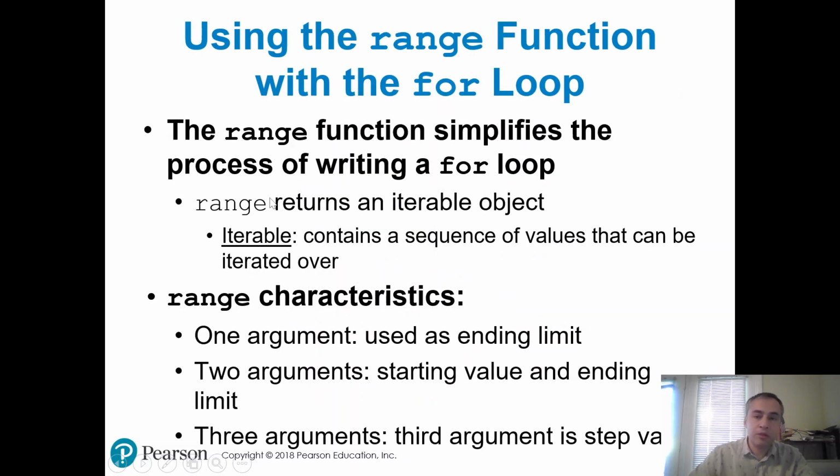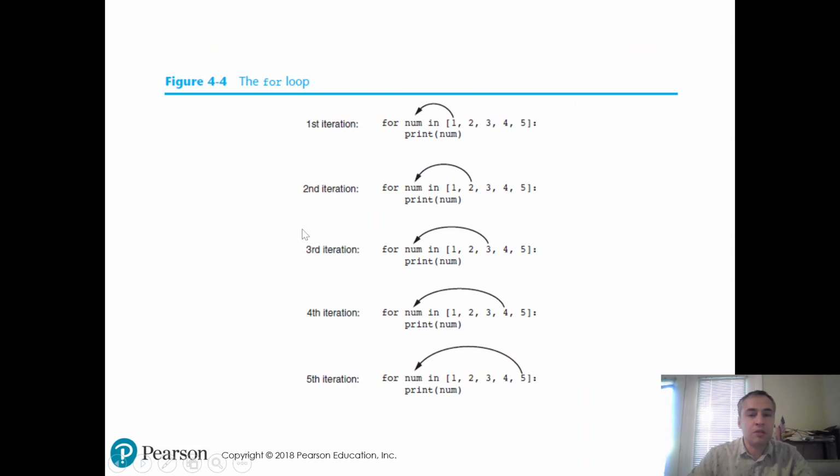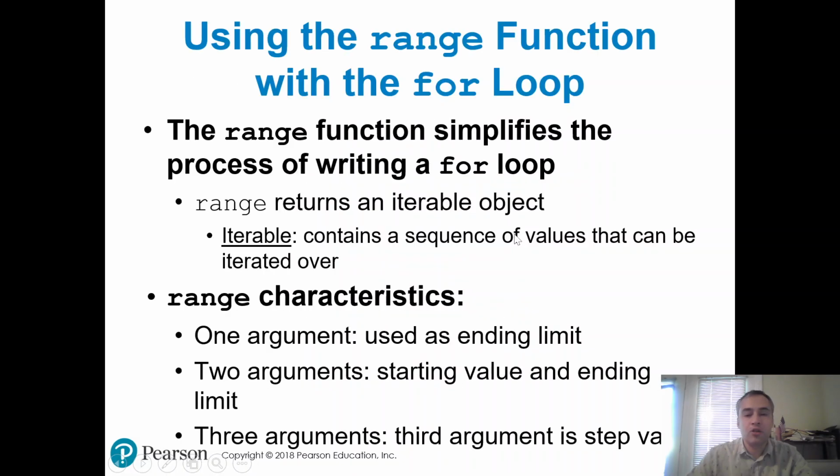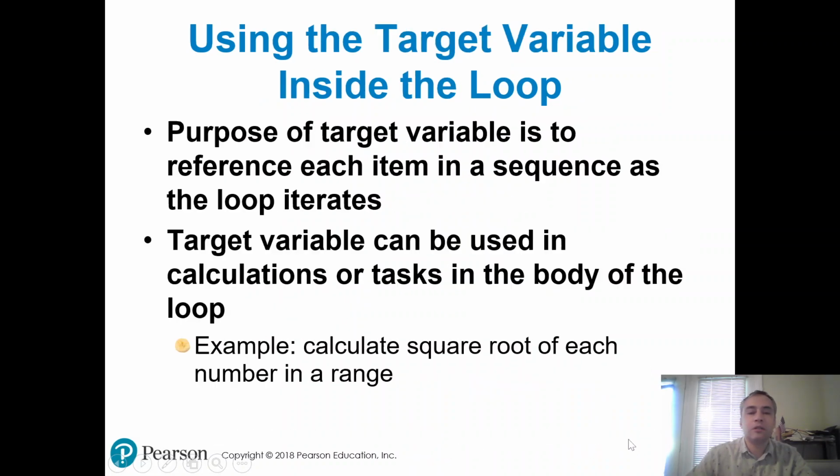And we need to talk a little bit more about the range objects, range function. That is a function that can be used instead of explicitly listing like this. You can use a range function, and it returns an iterable object, that is an object that can be iterated over. Range can be used with different characteristics. One argument using as ending limit, 2 arguments, starting value and ending value, and 3 arguments, step value. The third argument is the step value.